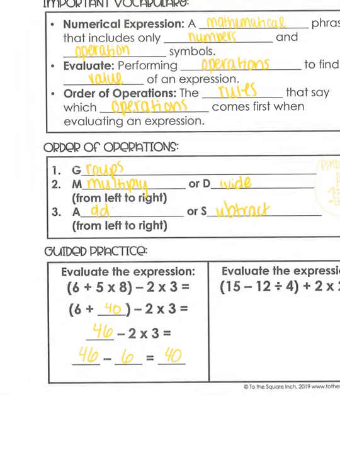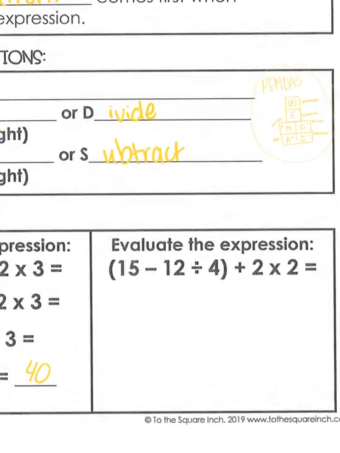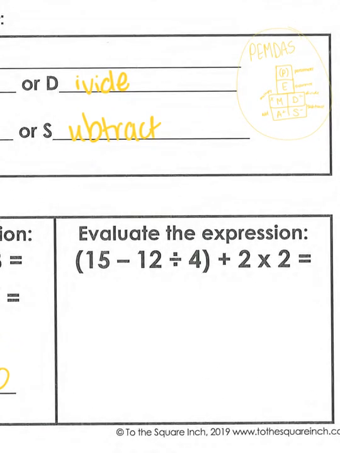Notice how they broke it down step by step, what we did. We're going to do that here as well. So I have 15 minus 12 divided by 4, with parentheses around the subtraction and division. Division comes first, so I'm going to keep it as 15 minus 12 divided by 4 is 3, plus 2 times 2 equals.